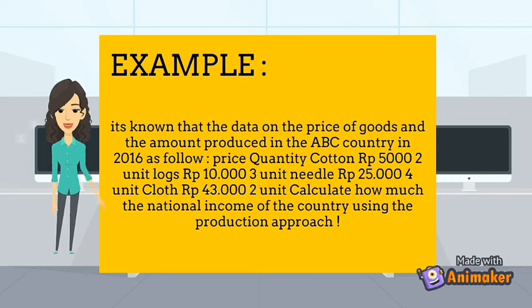It's known that the data on the price of goods and the amount produced in the ABC country in 2016 is as follows. Price, quantity: cotton Rp 5,000, 2 units; logs Rp 10,000, 3 units; needle Rp 25,000, 4 units; cloth Rp 43,000, 2 units. Calculate how much the national income of the country is using the production approach.